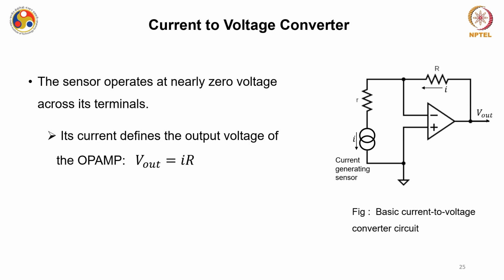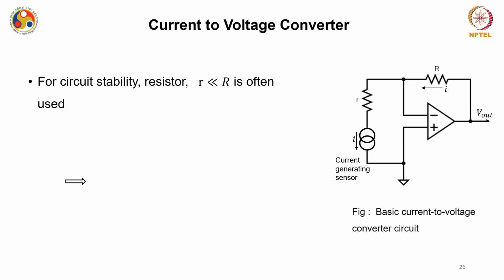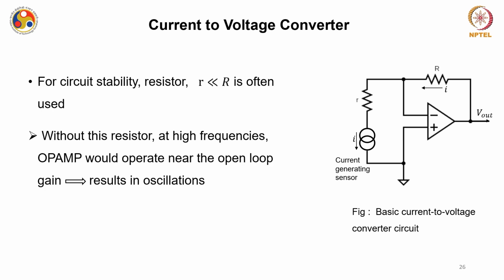Okay, so its current defines the output voltage of the op amp, or V out can be written as minus IR. Magnitude can be IR, but actually you have to consider this negative sign for the absolute value. So, for circuit stability, this R should be much smaller as compared to this R, the feedback R.